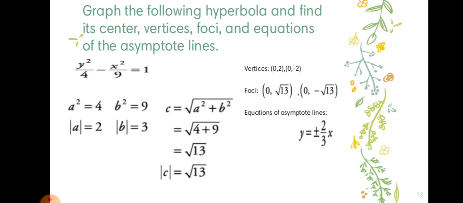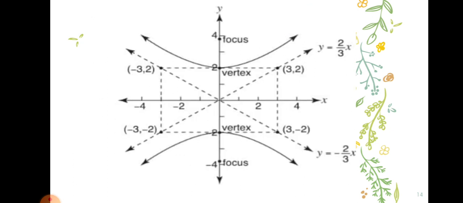The vertices are (0, 2) and (0, negative 2), and the foci are (0, square root of 13) and (0, negative square root of 13). The equations of the asymptote lines are y equals positive and negative 2 over 3 x. So here is the graph. So that's all. Thank you for watching.